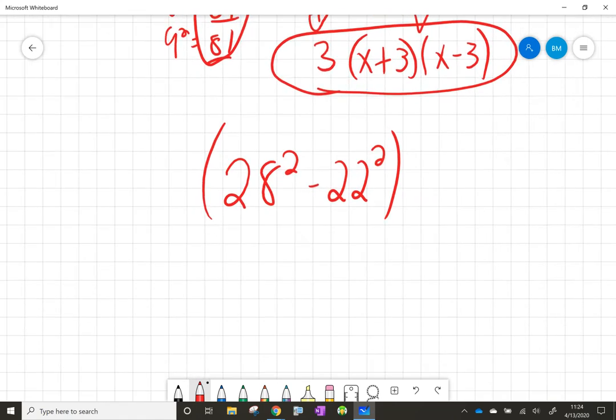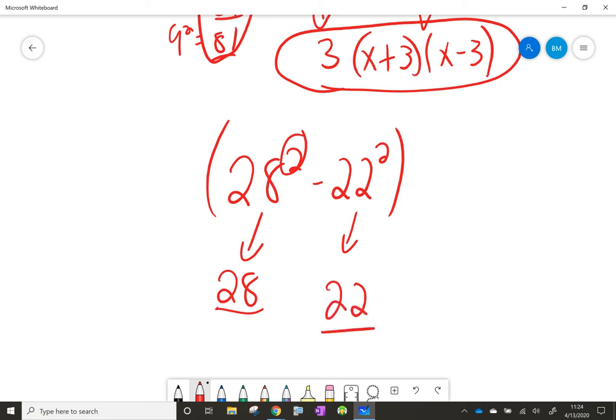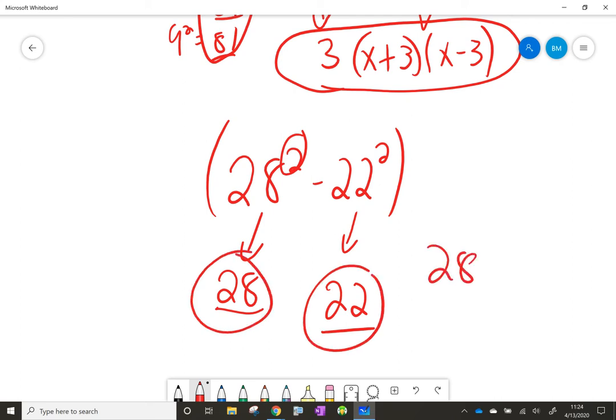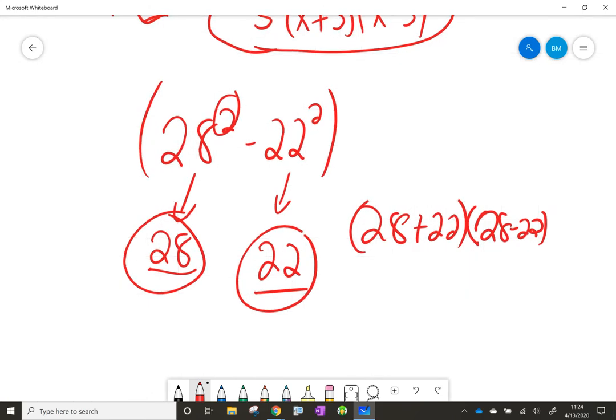But the idea is, okay, 28 squared is simply 28 times 28. So its square root is just a regular 28, not the 28 squared, but the regular 28. The square root of 22 squared would just be the regular 22. So you're just looking at the regular number there, not the squared version of it. Okay, so these are the two numbers that you'd put together. You'd have 28 plus 22 as one, and then 28 minus 22 as the other, because remember, one plus, one minus. And then you would just simplify some of this.